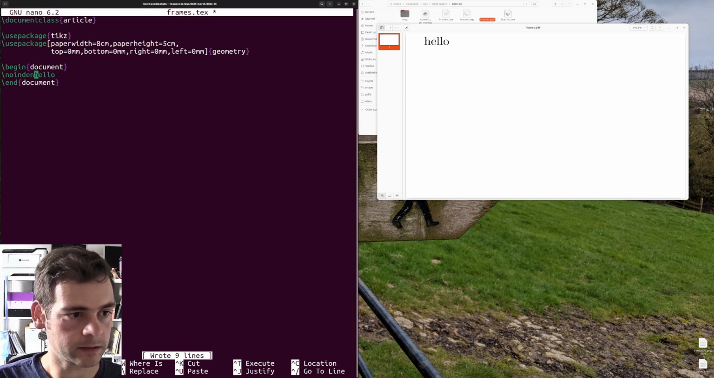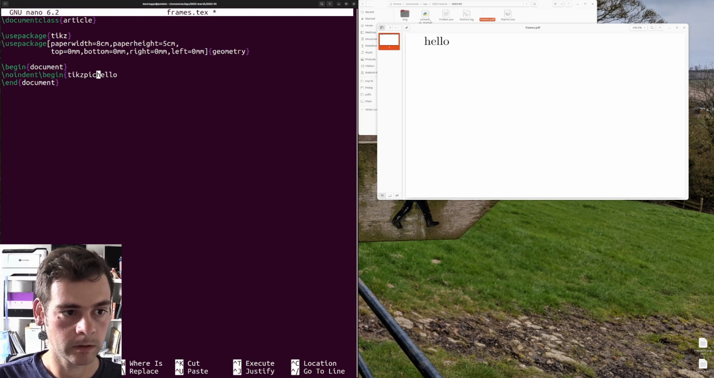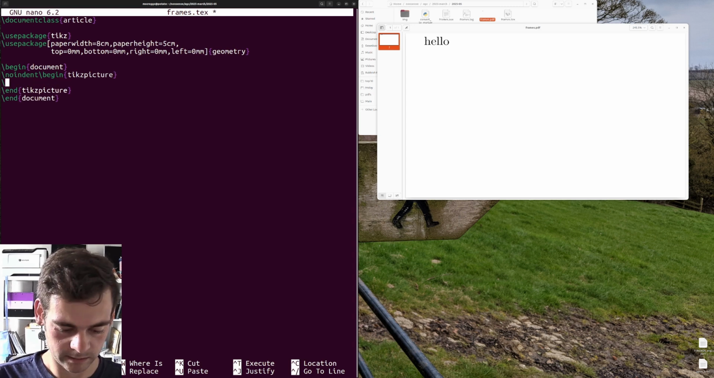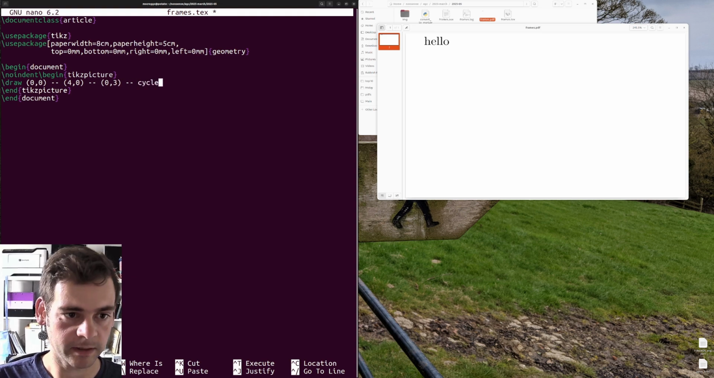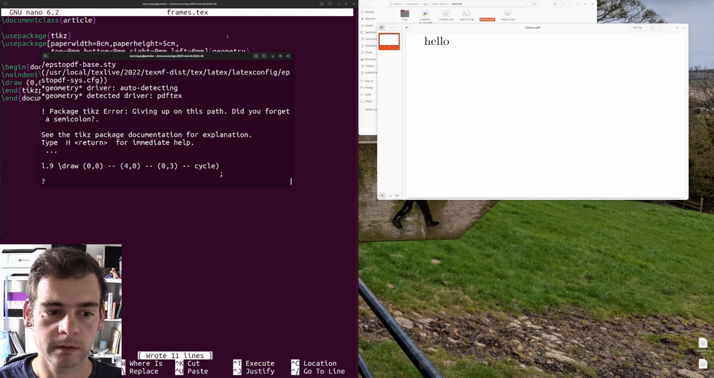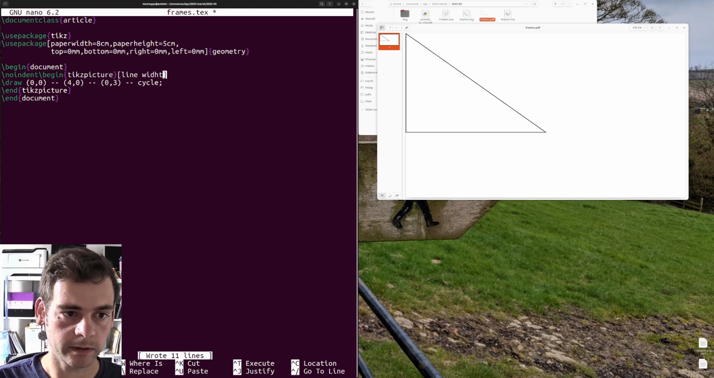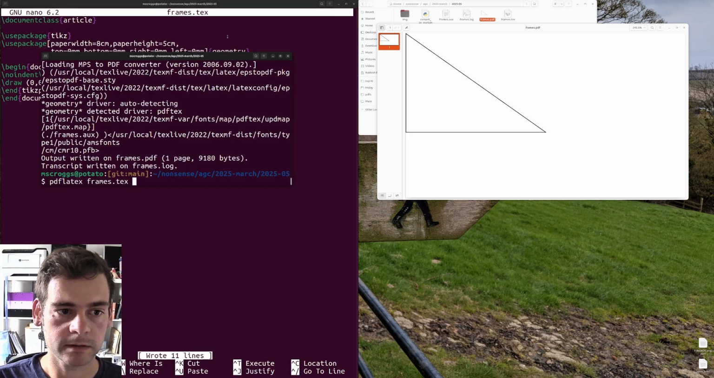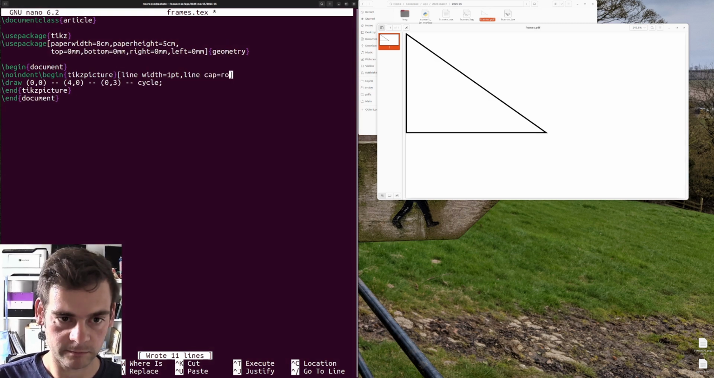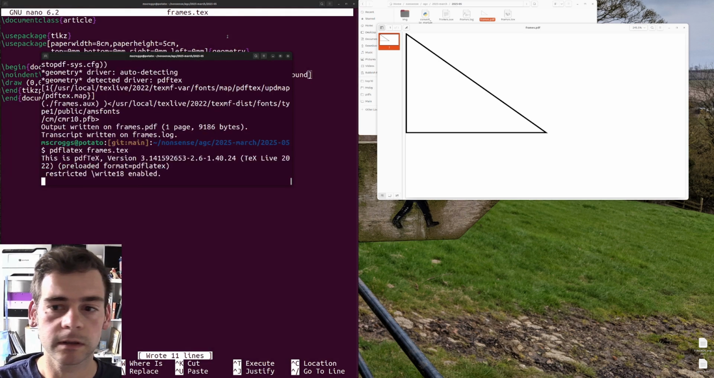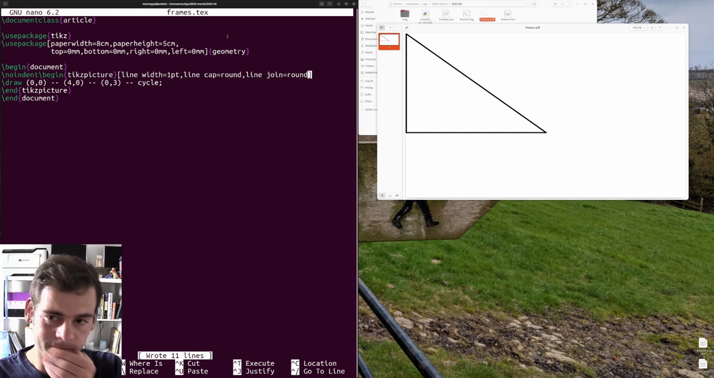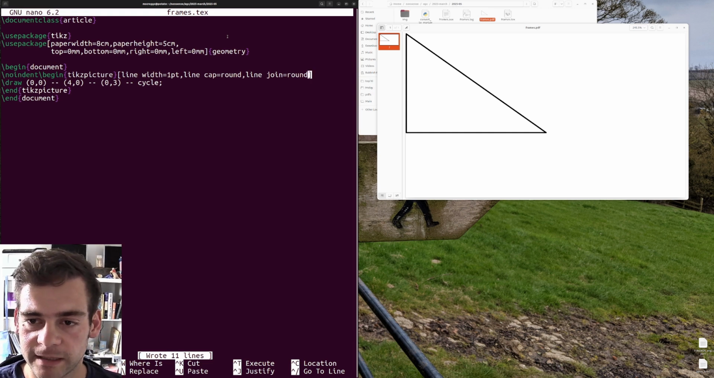Let's do a no indent and then a TikZ picture. And we'll start by drawing a right angle triangle, and I'm going to do a 3, 4, 5 triangle, just because it will be simpler to work out where the coordinates will be in that. And let's do line width equals 1 point, line cap equals round, line join equals round. Looks nice already.